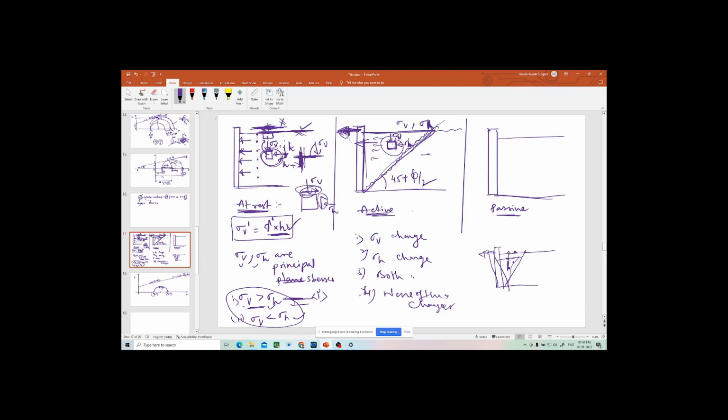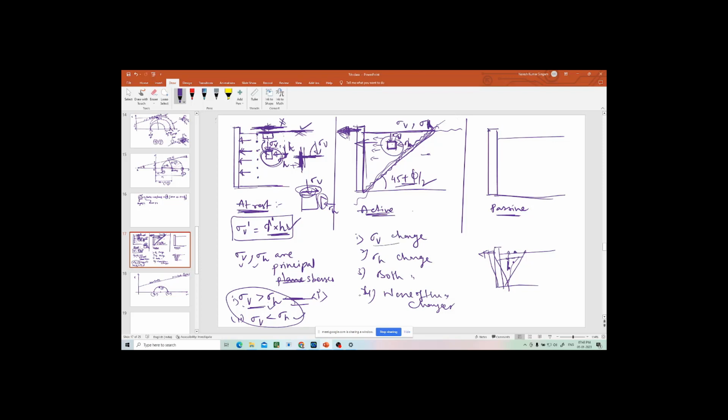That means this is the failure plane. This is the angle of failure plane, as I told you in the previous class. Now I want to ask you, when the wall is moving away from the soil and it is failing at one point, during the movement of the wall, which option do you consider correct?